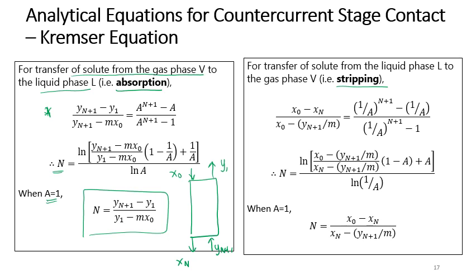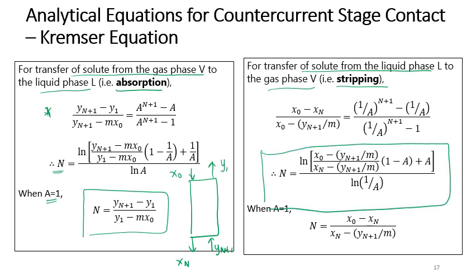However, for the Kremser equation for a stripping operation, i.e. the transfer of solute from the liquid phase L to the gas phase V, you should use this form of the Kremser equation instead. Instead of A, you have 1 over A, the inverse, and you just move things around accordingly. You don't have to memorize this equation anyway. You just need to know how to use it.